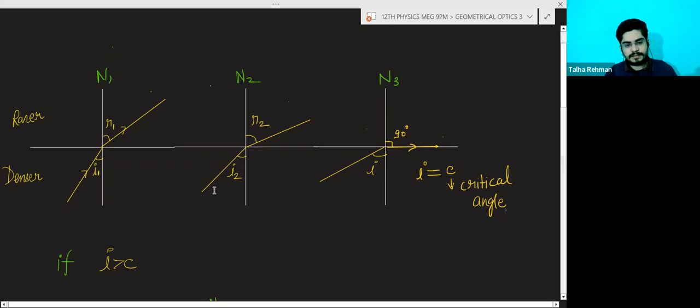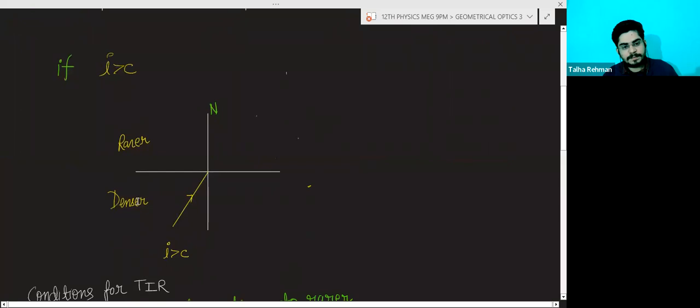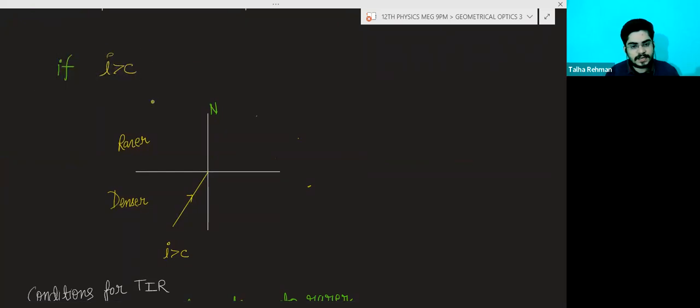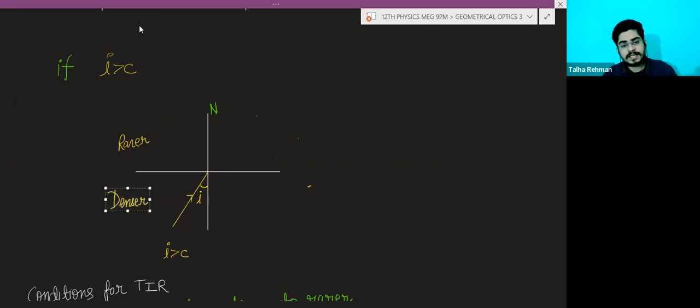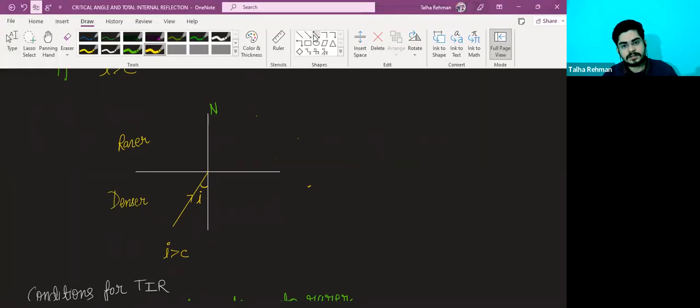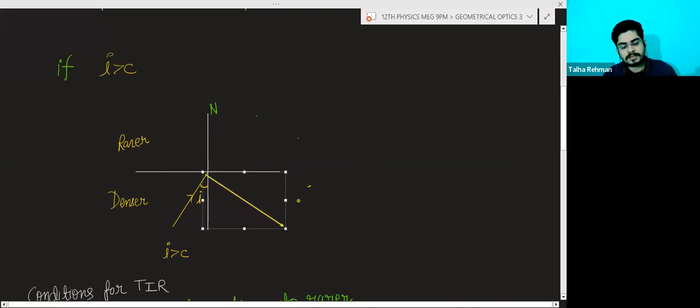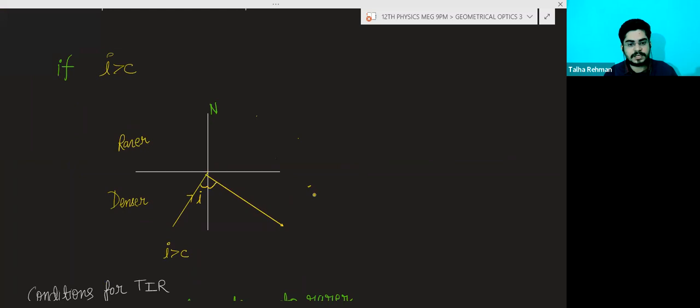Light is moving from the denser medium to the rarer medium. If the angle of incidence is greater than the critical angle, what will happen? Suppose this is the angle of incidence and it is greater than the critical angle, and the light is moving from denser to rarer medium. In this case, total internal reflection will take place, TIR. Here the angle of incidence is equal to the angle of reflection, because total internal reflection is taking place, as in a mirror.